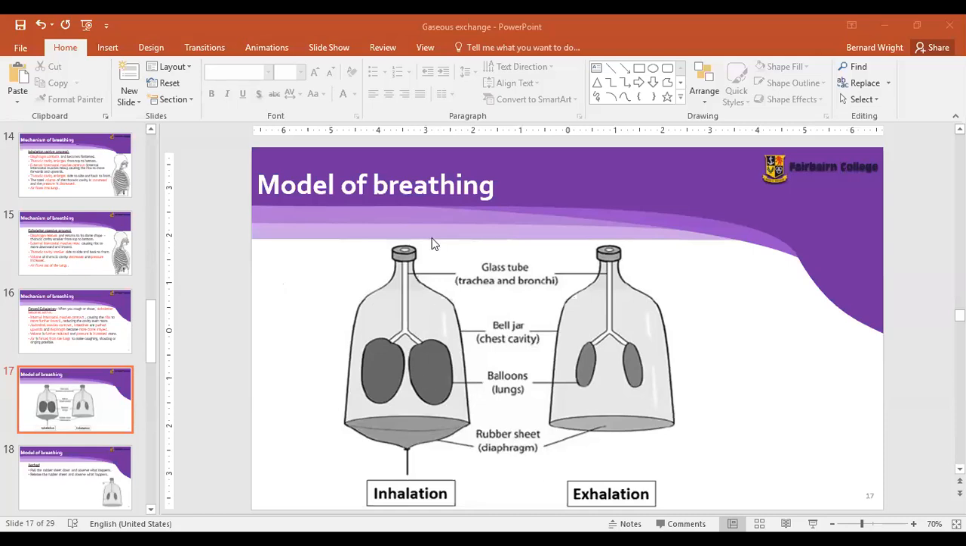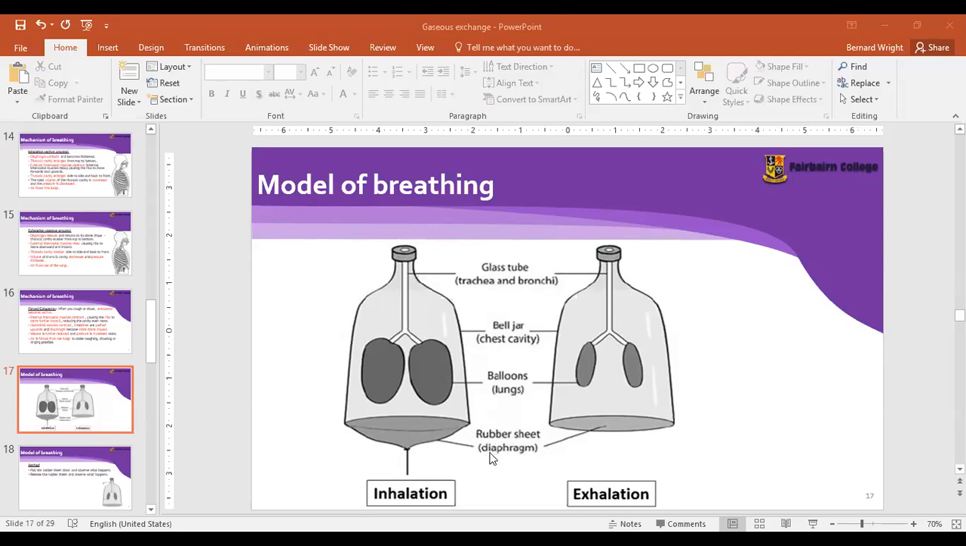But for now, we want to look here at the model of breathing. So this is the bell jar setup that I just showed you. So you have the glass tube. In my case, it's not glass, but you have the tube, which represents the trachea. And the trachea then splits into the bronchi, so the branches coming off the trachea. Then you have the bell jar itself, which represents the chest cavity. You have the balloons, which represent the lungs. And you have the rubber sheet, which represents the diaphragm.